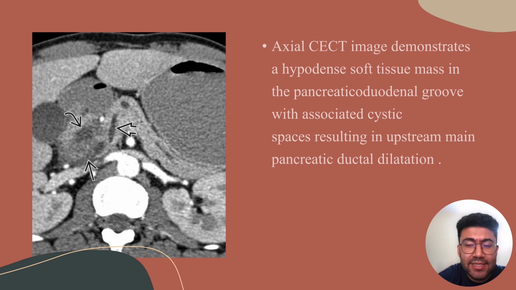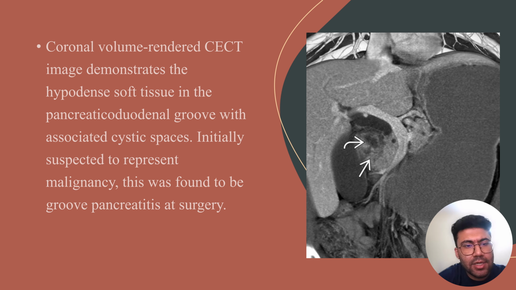This is an axial CECT image which demonstrates a hypodense soft tissue mass in the pancreaticoduodenal groove with associated cystic spaces, resulting in upstream MPD dilatation. This is a coronal CECT image which demonstrates the hypodense soft tissue in the pancreaticoduodenal groove with associated cystic spaces again. Initially, this was suspected to represent malignancy. This was found to be groove pancreatitis on surgery.